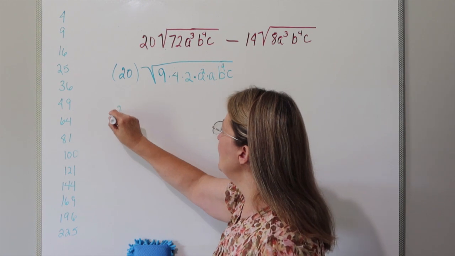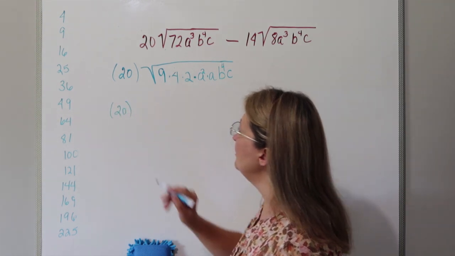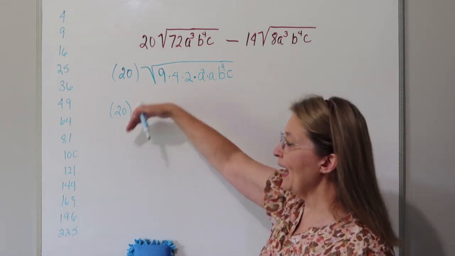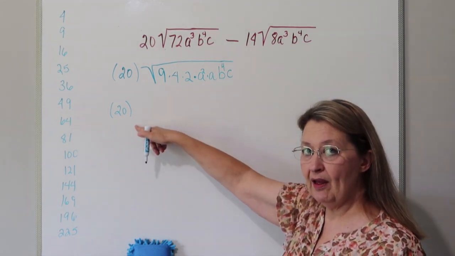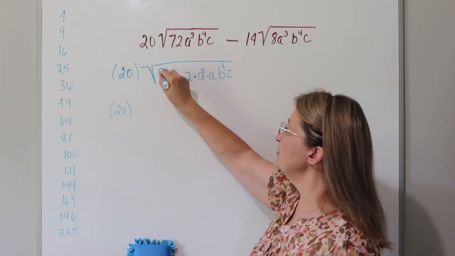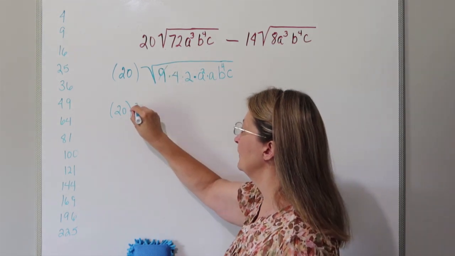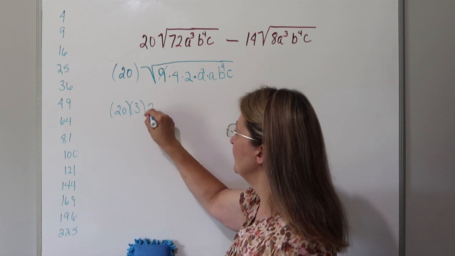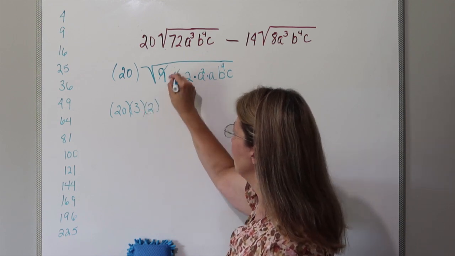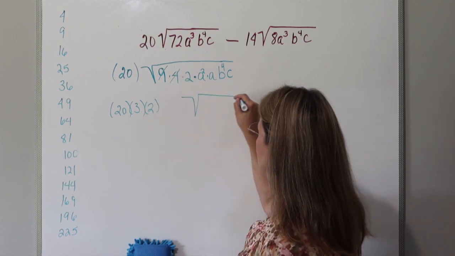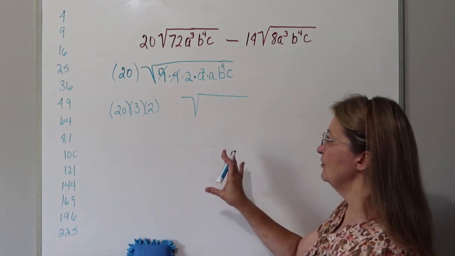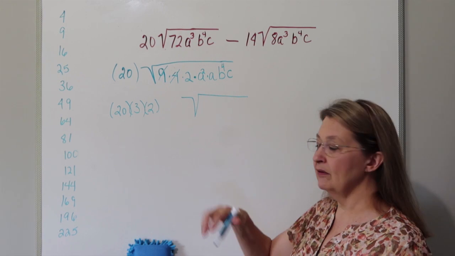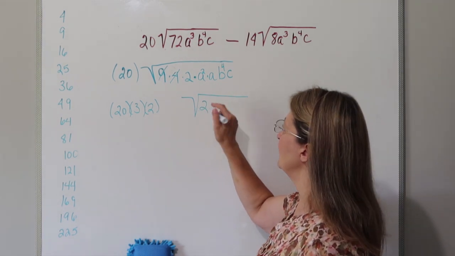Alright, I've got my 20 still over here. What I'm going to do now, everything that's a perfect square, I'm going to pull it out. And it's going to be multiplied times 20. So what's the square root of 9? 3. What's the square root of 4? 2. Alright, I'm going to put a radical over here so I can leave some stuff under here. The 2 is not a perfect square, so it can't come out. It's got to stay under here.